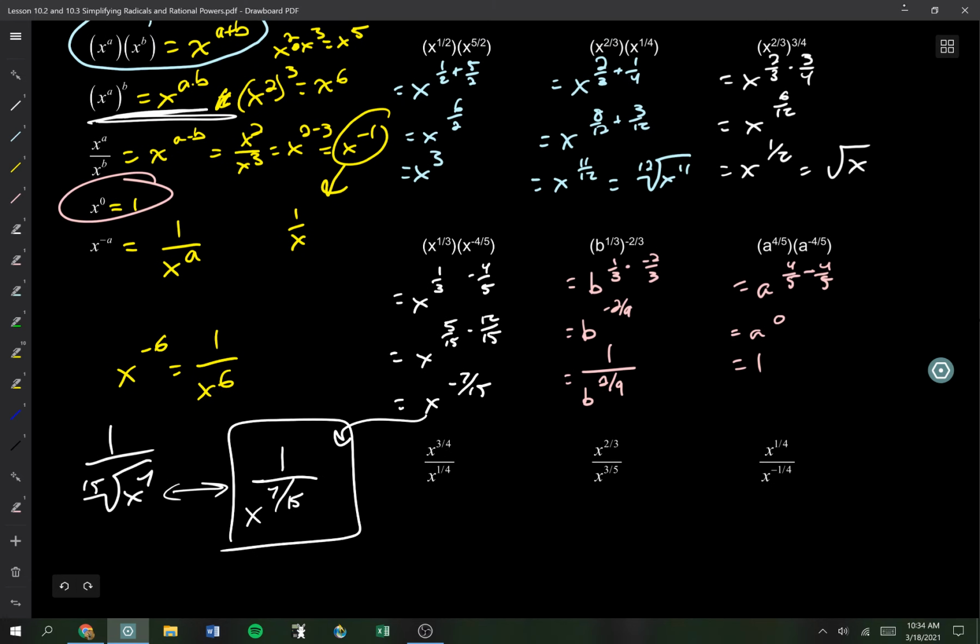All we're doing is the same properties of exponents, but just with fractions, as opposed to with whole numbers and integers. Subtract. 3/4 minus 1/4 is 2/4. 2/4 is a half. This is the square root of x. Subtract.